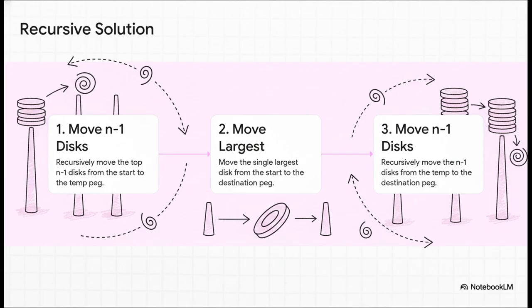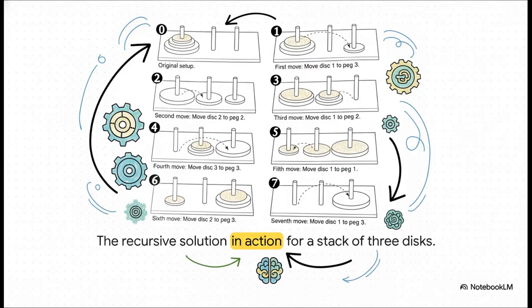It's so simple. To move a whole stack of n disks, you just recursively move n-1 disks out of the way to the middle peg. Then you move that one big disk at the bottom to the final peg. And then you recursively move the smaller stack from the middle peg right on top of it. That's it. And here you can just see that simple 3-step algorithm solving the puzzle perfectly for 3 disks. And believe it or not, this works every single time, no matter how many disks you start with. It's just a testament to the sheer power of recursive thinking.